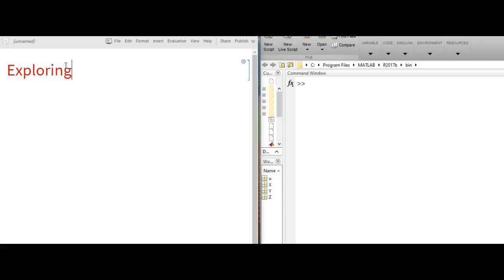Exploring graphical features of MATLAB and Mathematica.